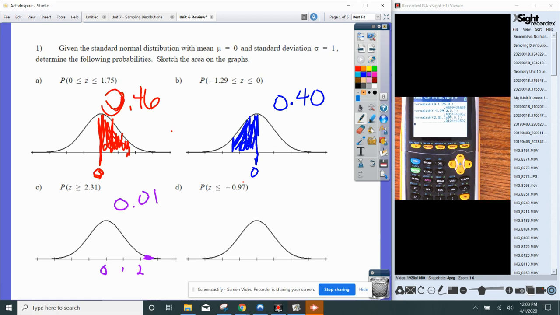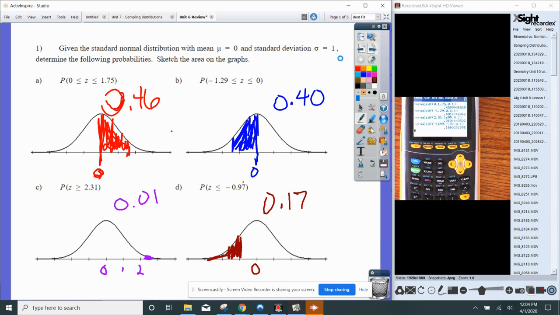All right, and then for the next one, the last one, again, here's 0. -0.97 is pretty close to -1. So we're finding all this stuff and down. So second vars, 2. So the lower in this case would be the -1E99. The upper limit would be that -0.97. And we get 0.17, if we're going to round. Okay, so that's number 1, A through D.